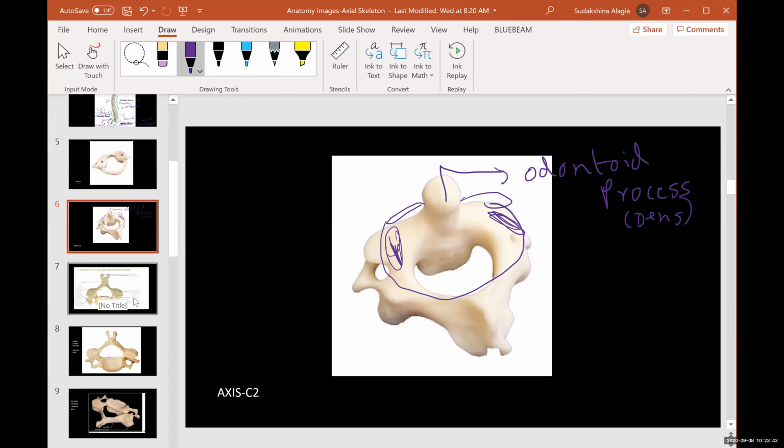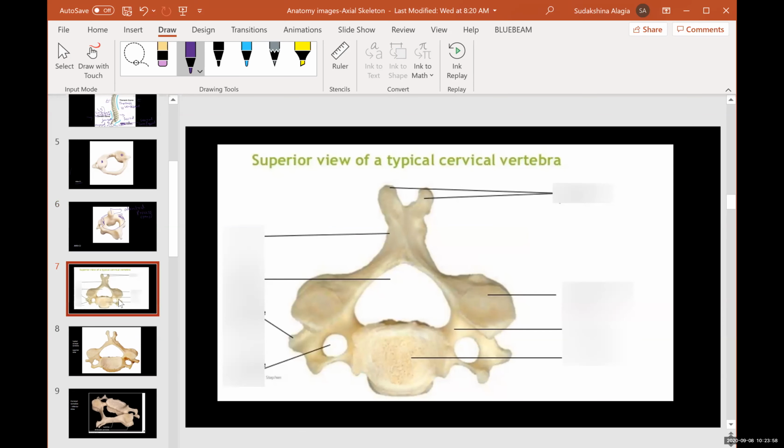If we want to look at the average structures of the vertebra, then we have to look at the cervical vertebra C3 through C7. All cervical vertebra, with the exception of atlas and axis, share the common structure with all other vertebrae. So this could be an average vertebra in the body.